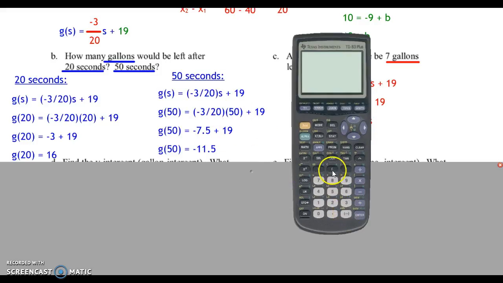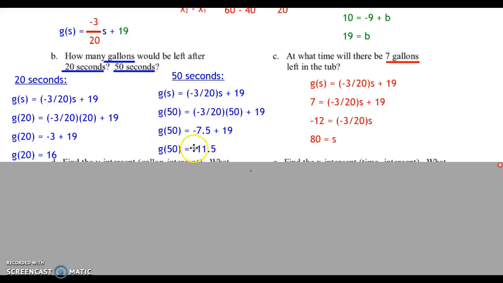calculator, I would say negative 3 over 20, right? That's going to be my fraction. It's going to be inside parentheses. I'm multiplying that by 50, and I should be able to get negative 7.5. As an output, I got negative 11.5.